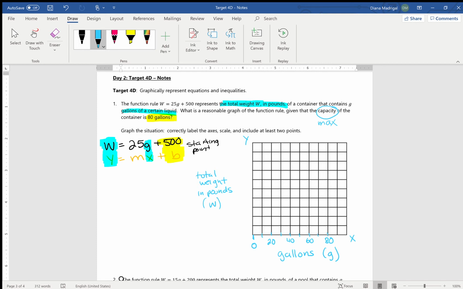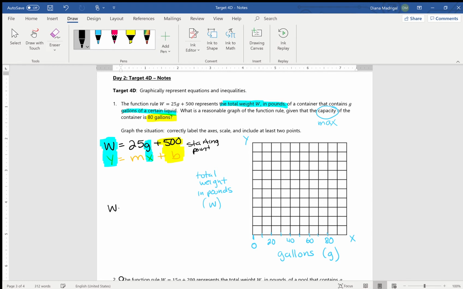Now that I know it's 80, we know the starting point is at 500. We need to know how I am going to do the y. Is it going to start with 500 or end with 500? I know we have a starting point because of 0. I don't know how I'm going to label the scale because I don't know what the max will be. I don't know if 500 is going to go all the way to 3,000 or 5,000. What you're going to do is plug it into your equation.